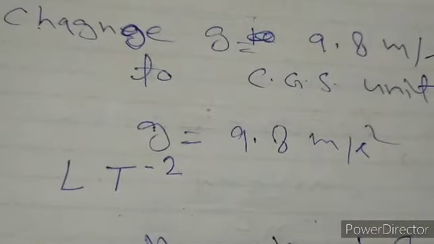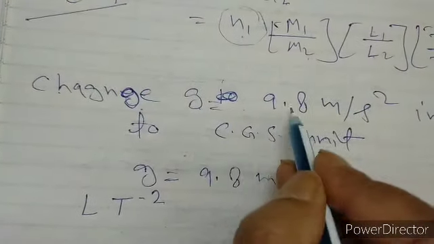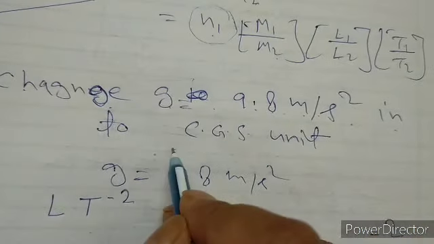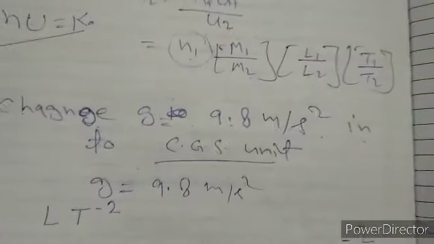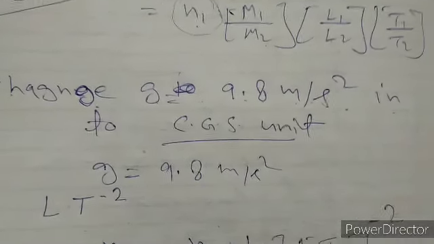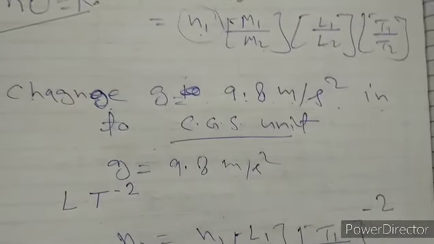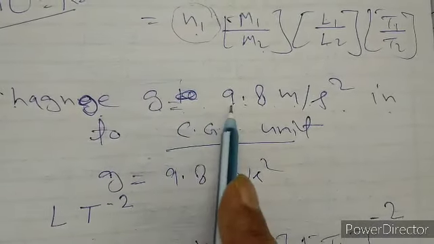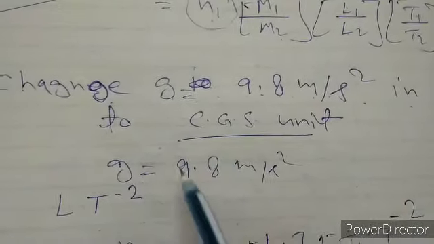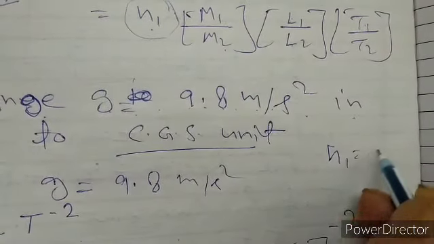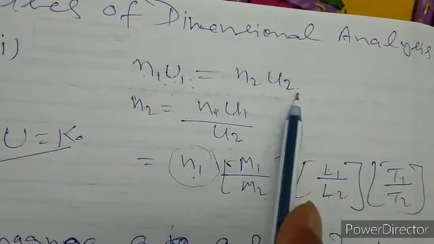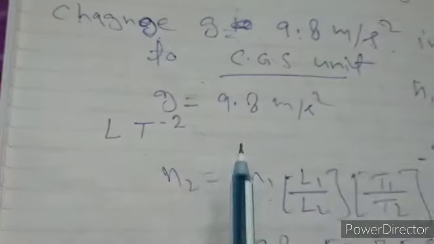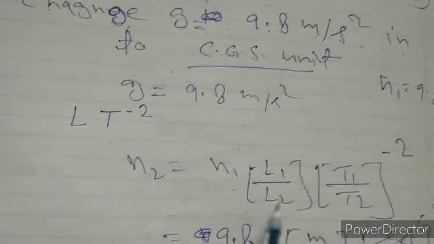Now I am showing one example. The question is: change g equals 9.8 meter per second square into the CGS system. Then small g is equal to 9.8, so n1 is given as 9.8. Now use this formula: n1 u1 is equal to n2 u2, so n2 is equal to n1 u1 upon u2.